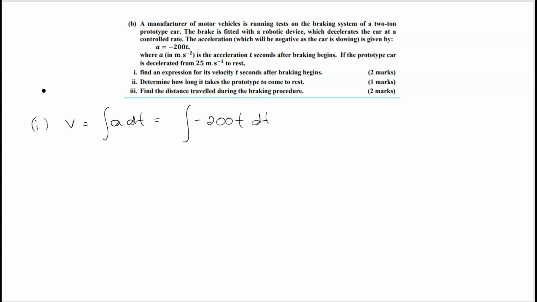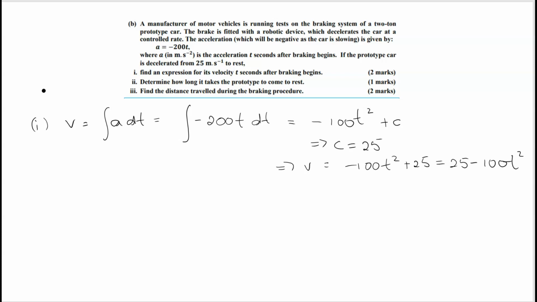And you need to work out, given the numbers that you've got, that it will then be negative 100t squared plus c. You need to find c because you're given important information, decelerated from 25, etc., etc. So then c is going to be equal to c equals 25. So therefore v is going to be, you can write it as negative 100t squared plus 25, or you can write it as 25 minus 100t squared.